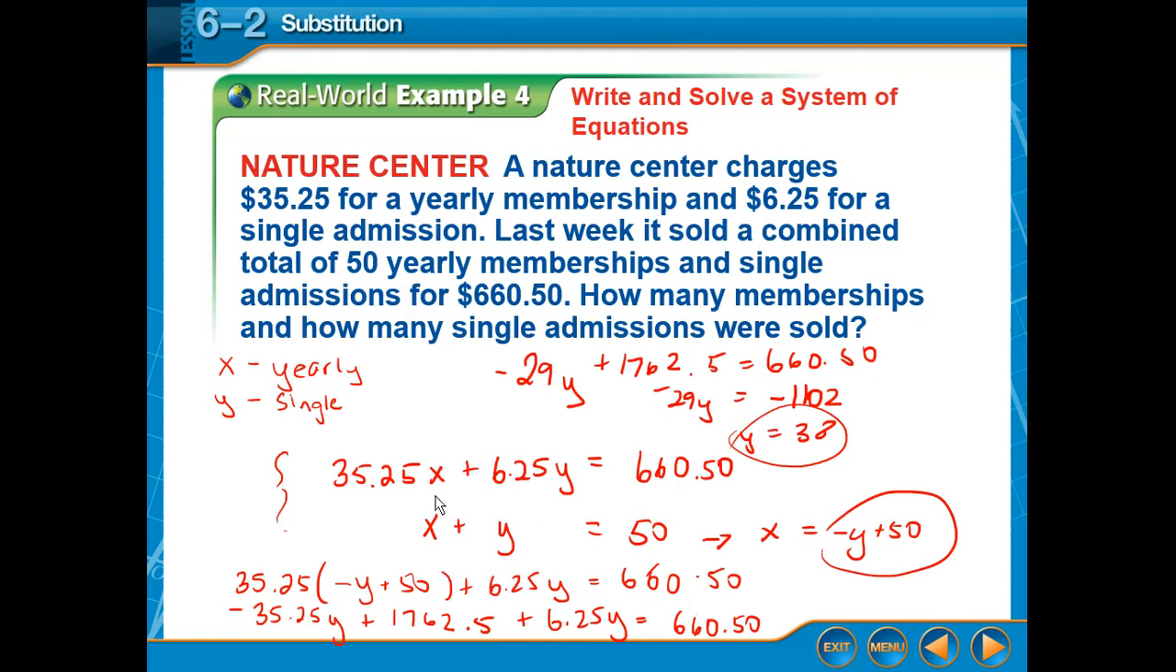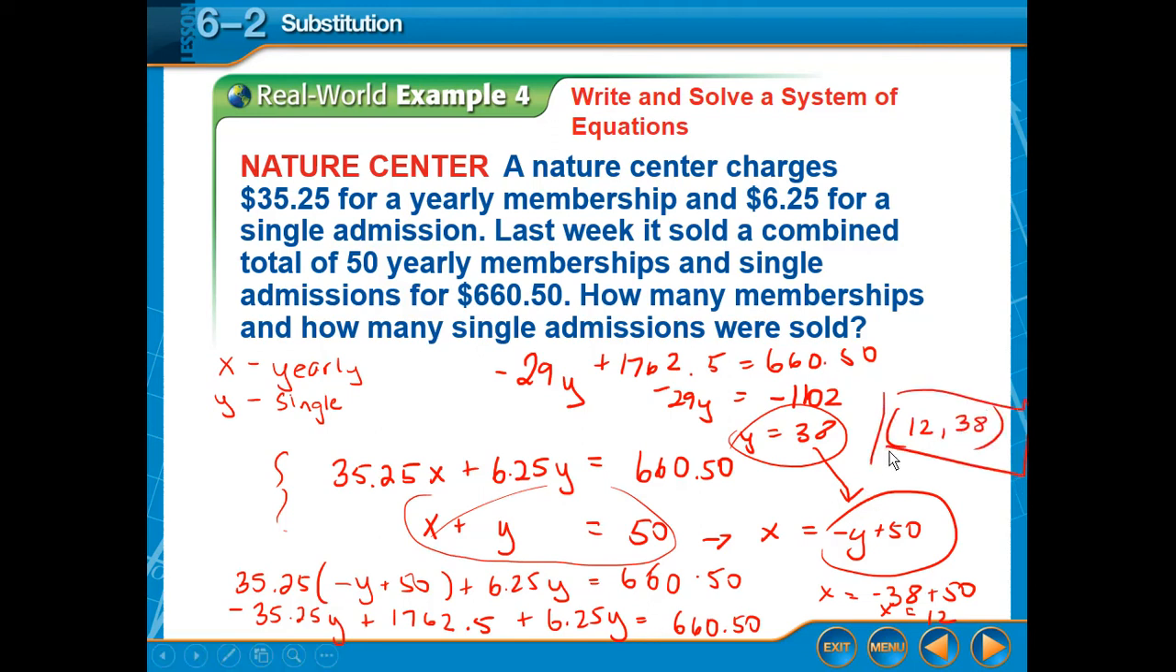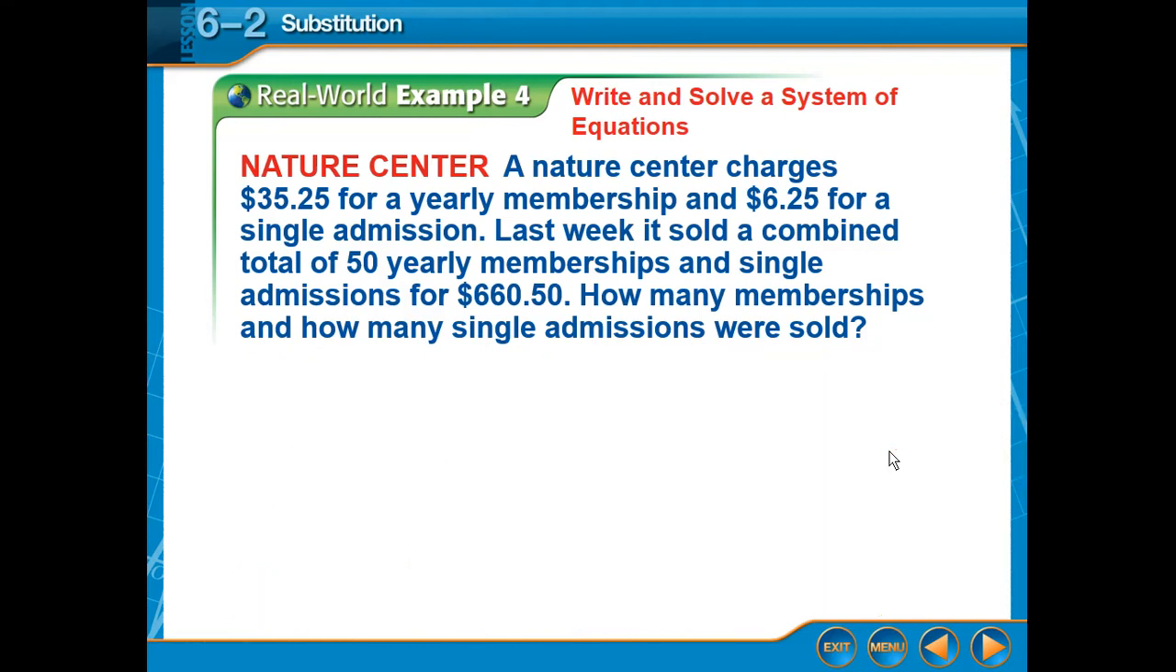So I'm going to go back to this equation here, or I can plug it right in here. So x is going to be equal to negative 38 plus 50. So x is going to be 12. So my final answer is 12 yearly memberships and 38 single admissions through the year, month, or whatever time frame we're looking at. Last week. Okay. Anyways, and that is the end of the section.